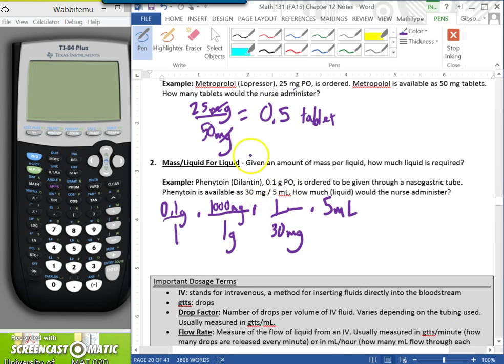Now, of course, we know we are doing division like we did here. So we would take this value and divide it by 30 over 5, which we know we would have to take the reciprocal. That's how come the 5 milliliters is now in the numerator and the 30 is in the denominator. So now we cross simplify. The grams and grams will simplify. Milligrams and milligrams will simplify out. And then we can multiply. 0.1 times 1,000 times 1 times 5 milliliters. It'll be all over 30. So that would give us 16.7 milliliters once you type it in your calculator.